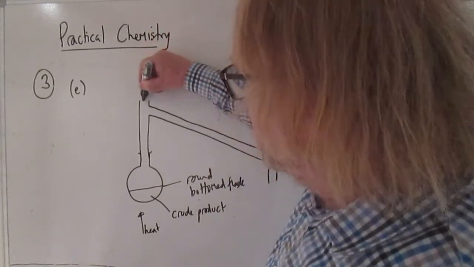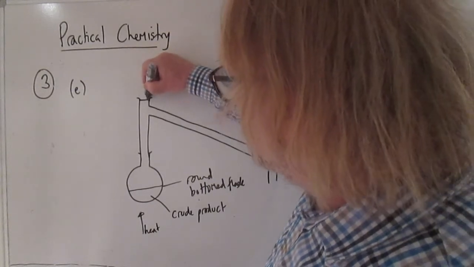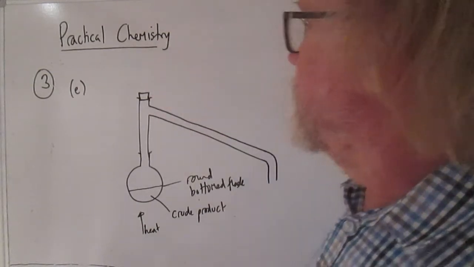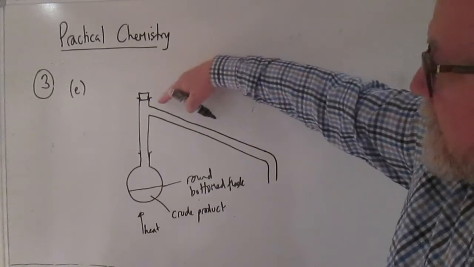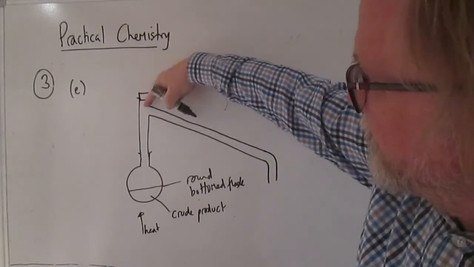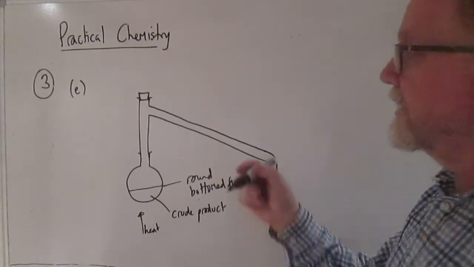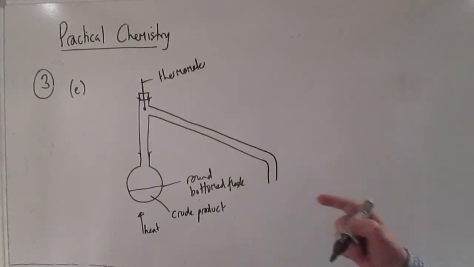Now the top here has got to be closed off. You could just put a bung in it and that would be fine. Usually you put a thermometer there so that you know what the temperature is of the stuff that's boiling over, because you can relate that to the boiling point of the substance and check it's the right thing. So best thing to do is just draw a thermometer like that. But you must have a bung in the top.